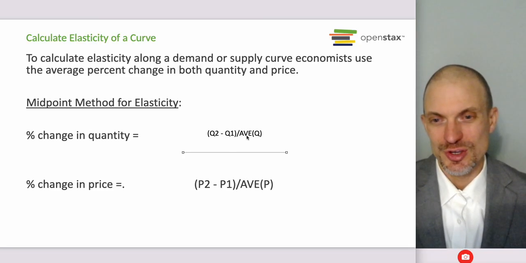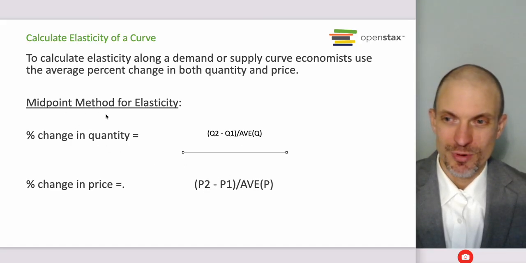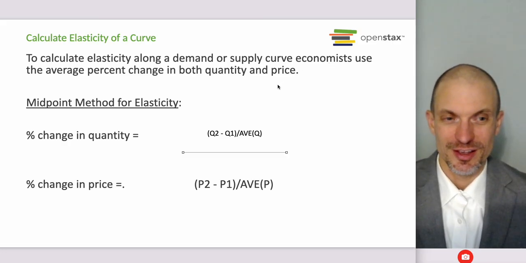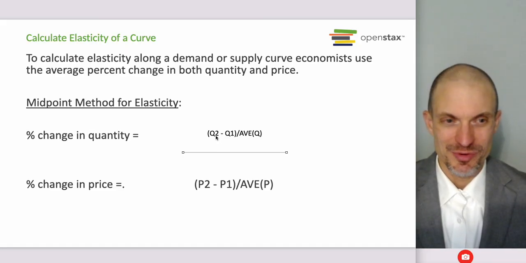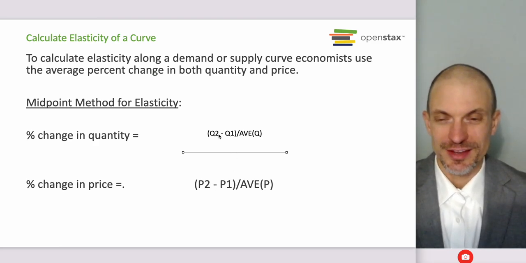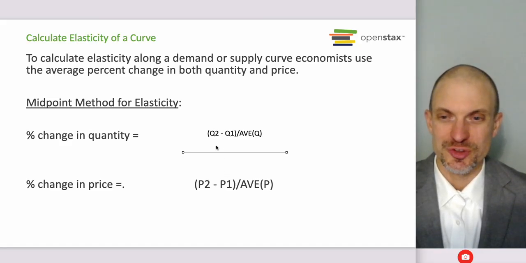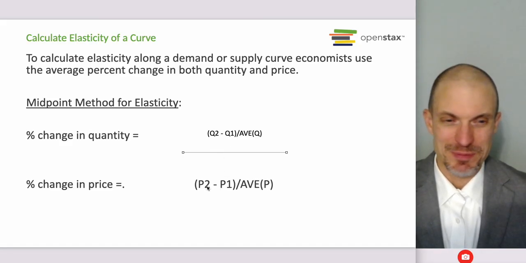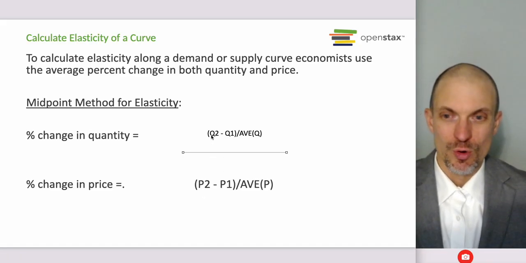Your Q2 minus Q1 divided by the average quantity, over P2 minus P1 divided by average price. The brilliance of the midpoint method, and the reason economists use this for teaching elasticity, is that it doesn't matter which one you set as Q1 or Q2. I could have written this as Q1 minus Q2 and P1 minus P2, and you'd get the same percentage change either way. You do have to be consistent, though. If this is Q2 minus Q1, this can't be P1 minus P2. It's got to be Q2 minus Q1 and P2 minus P1, or Q1 minus Q2 and P1 minus P2.